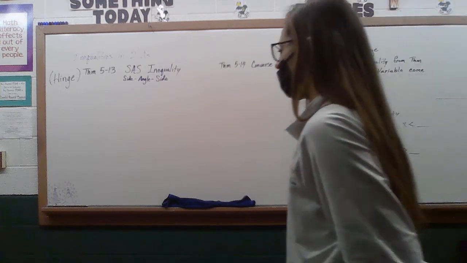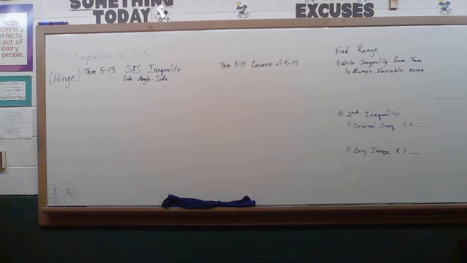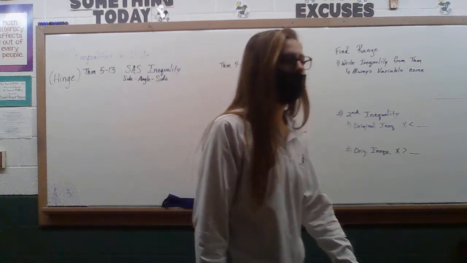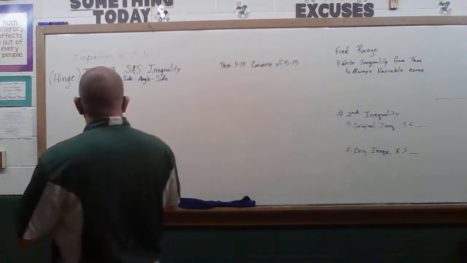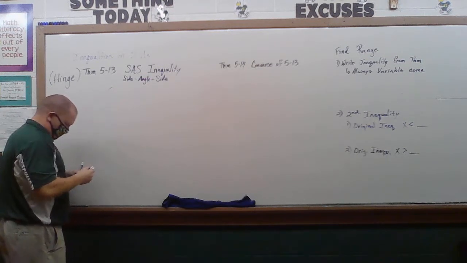Okay? Here's the other reason we don't put the words down, because just listen to what it says. It says, if two sides of one triangle are congruent to two sides of another triangle, and the included angle in one triangle has a greater measure than the included angle in the other, then the third side of the first triangle is longer than the third side of the second triangle. Piece of cake, right? Yeah. I didn't listen to a single word. So, instead of trying to do that, we're going to make a triangle.